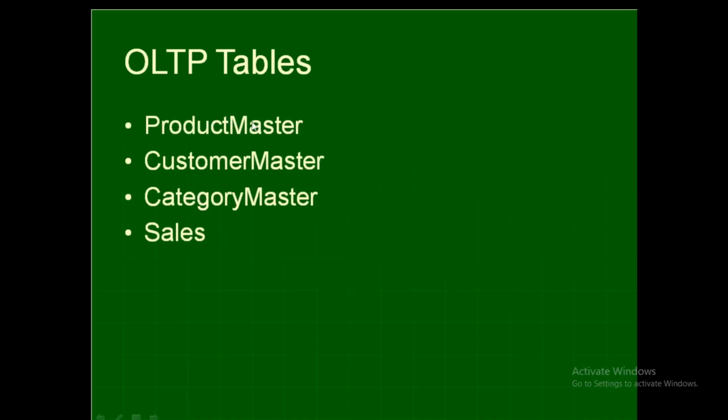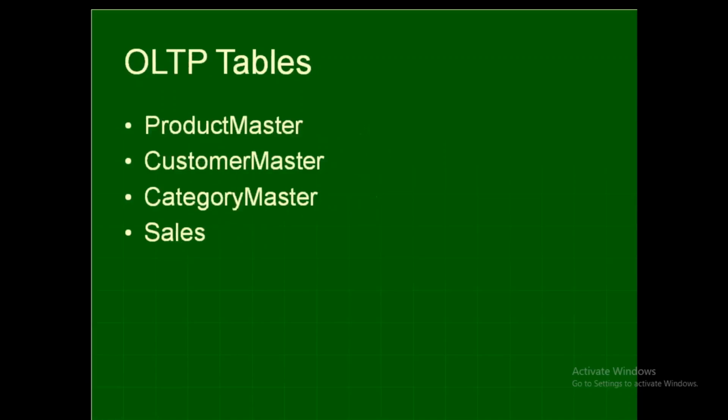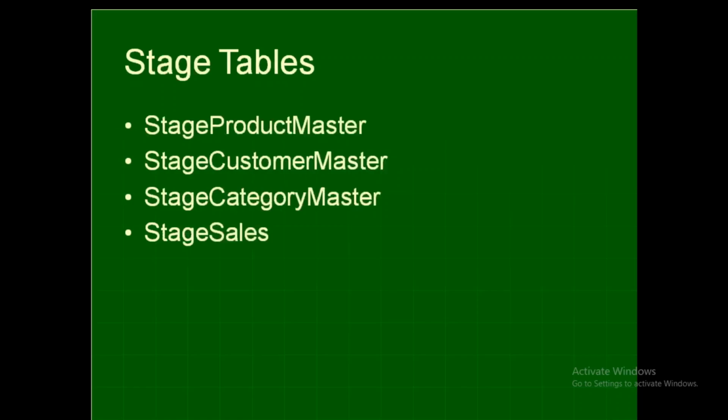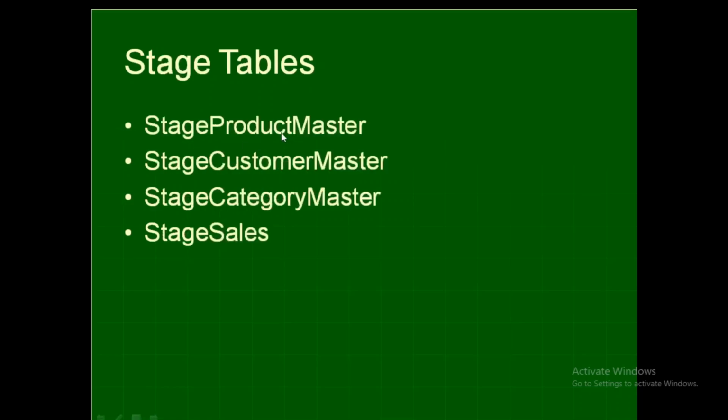As it is, you have to take all the data from OLTP and move it to the staging database. The naming convention would be stage underscore product master, stage customer master, stage category master, stage sales. Whatever columns you have, the same columns and same tables you will have in the staging also. Why is staging important?